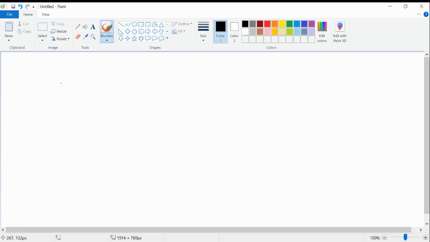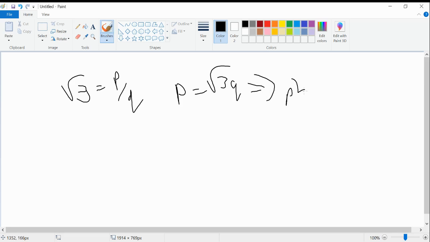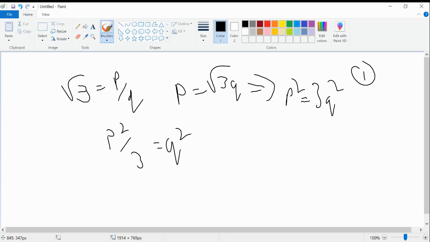So, with that first equation, the square root of 3 is equal to p over q. We can move that forward to p equals the square root of 3 times q, and p squared equals 3q squared, which is equation 1. We'll refer back to that a few times. And from that, we can see that p squared over 3 is equal to q squared.